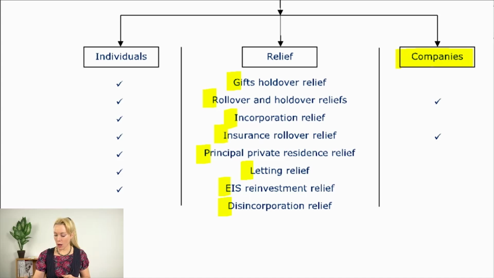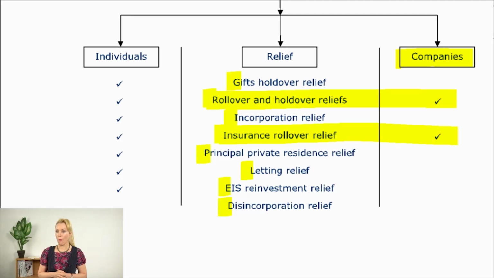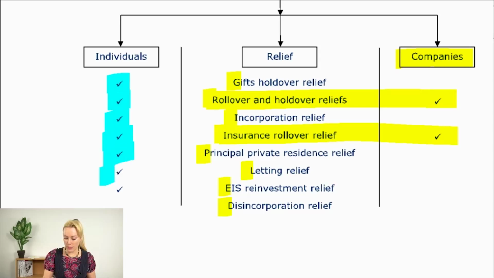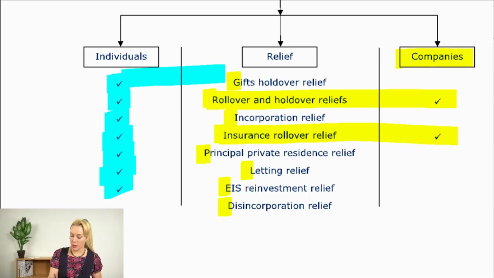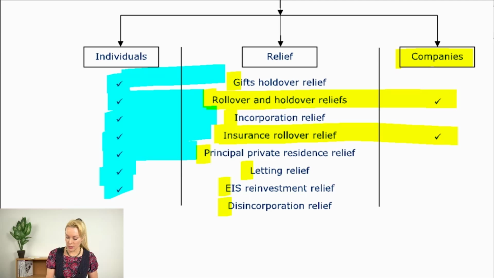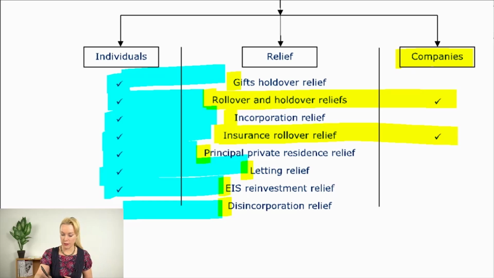So what you've got to realise is that if you consider companies and individuals separately, then if we think about companies, the reliefs that could apply in a company question are only those 2. So companies can get rollover and holdover relief, they can get insurance rollover. But for individuals, you see, individuals can have all of these reliefs relevant to them. So that means that gift relief and rollover and incorporation and insurance and principal private residence and letting and EIS and disincorporation relief is there as well.